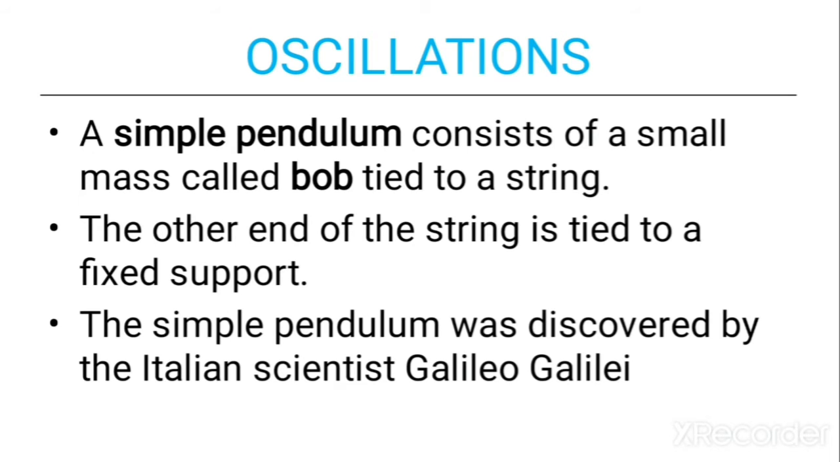The simple pendulum was first discovered by an Italian scientist, Galileo Galilei. He is very famous. He is also famous for his astronomical observations, his usage of the telescope. He didn't discover the telescope, but he was the first one to observe the sky with its help. In earlier days, the telescope was used to keep an eye on the enemy, but he was the first one to use a telescope to watch the sky. The discovery of the pendulum is also because of him.